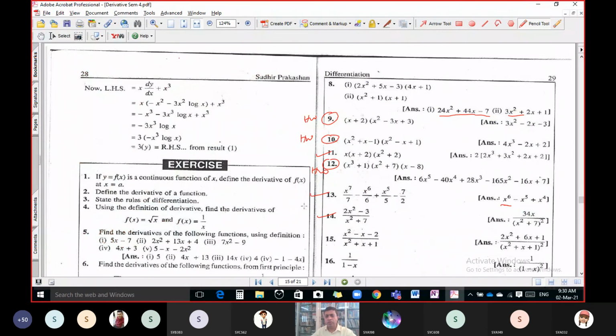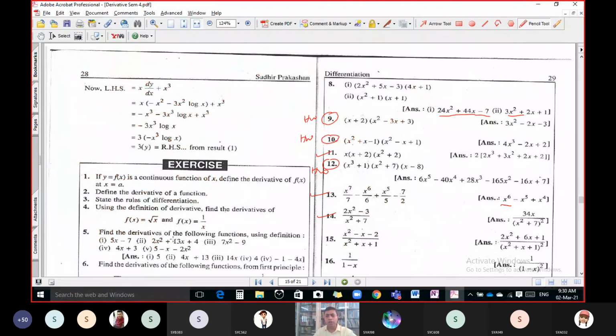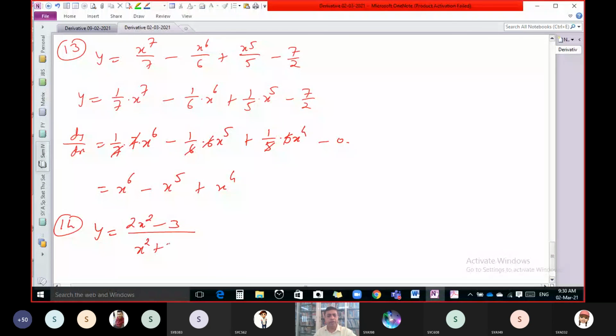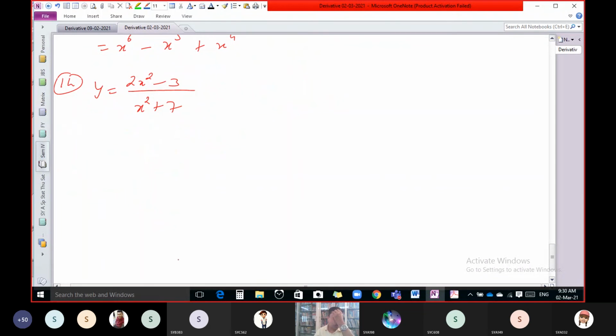Y equal to 2x square minus 3 upon x square plus 7. Okay, now what do we have to do here? Tell me what we have to do in this question. Division rule. Correct, division rule. First step, take the square of the denominator and put in denominator. So x square plus 7 the whole square you have to write in denominator. Then x square plus 7 you have to write once again as it is.